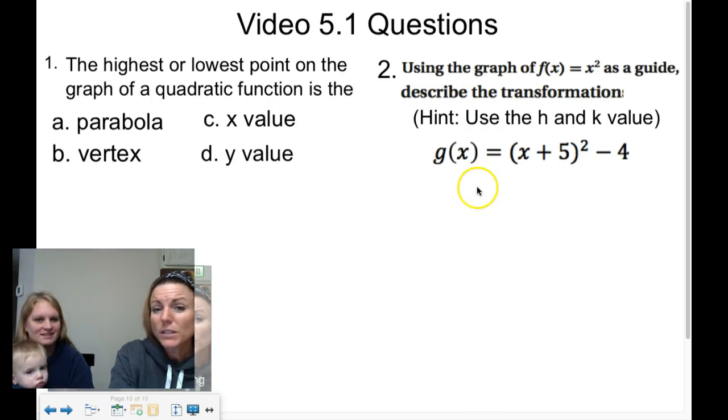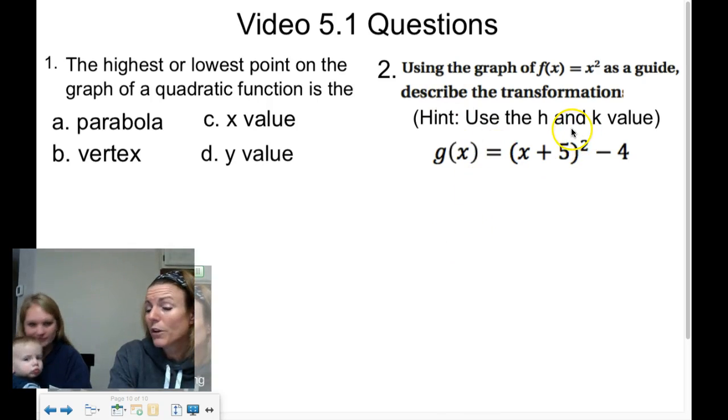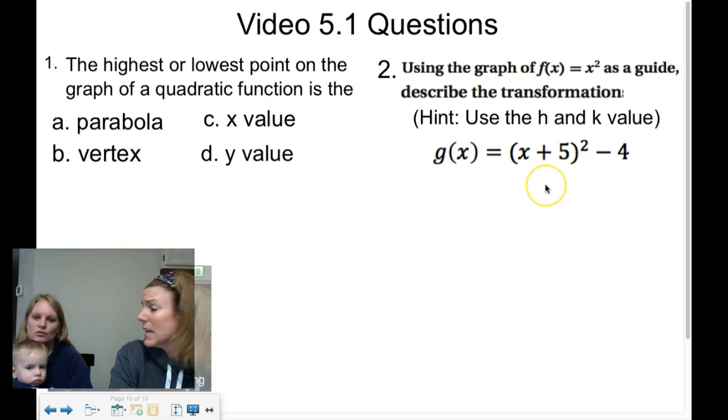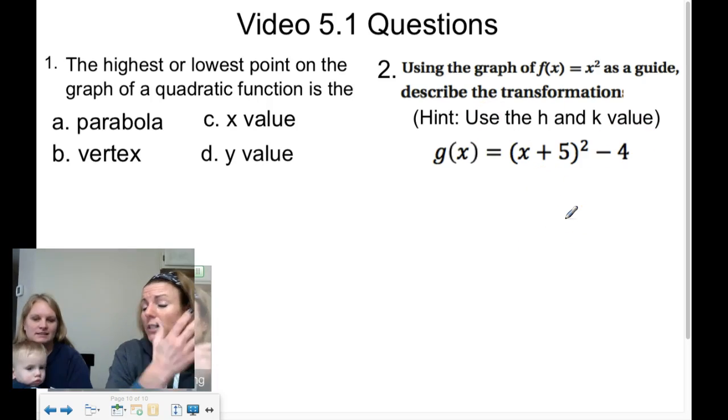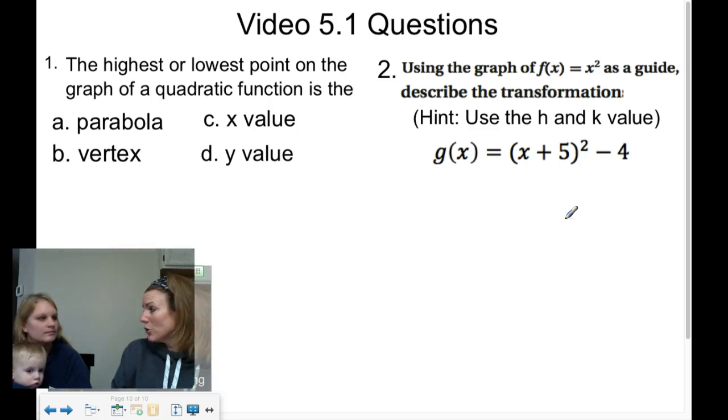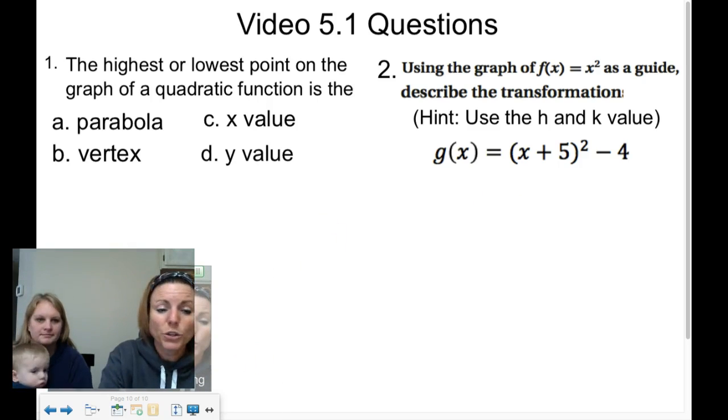Your video questions, number 1 and number 2. Number 2, be very careful. It says use H and K. You don't have to tell me what your H or K are. What I want to see is, when it says describe the transformation, tell me whether it's going to the right, to the left, how many units, up, down, flipped, whatever. I want those words. Sounds good.